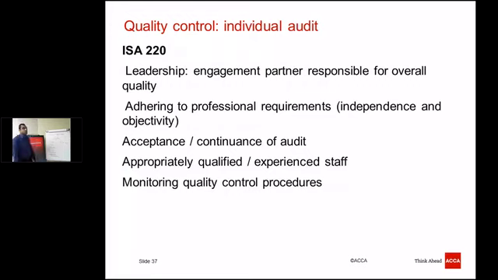Now we move on to ISA 220, which also talks about quality, but as I said, it relates to quality control at the individual audit level. So it will be important here to point out again the difference between the two. ISQC 1 is at the firm level, and ISA 220 is at the individual audit level. So this would relate to one audit, and this would relate to one firm as a whole.